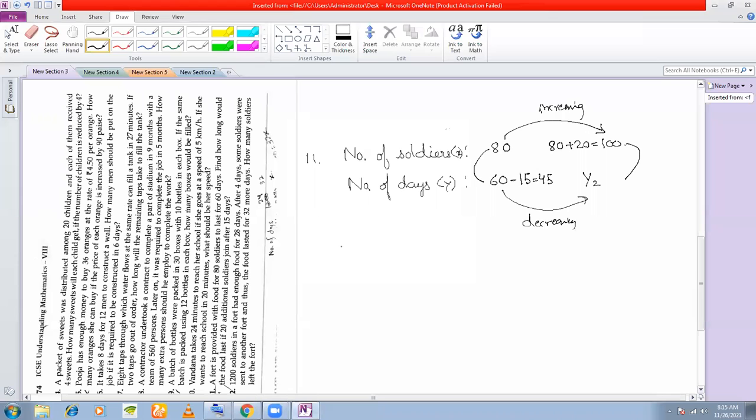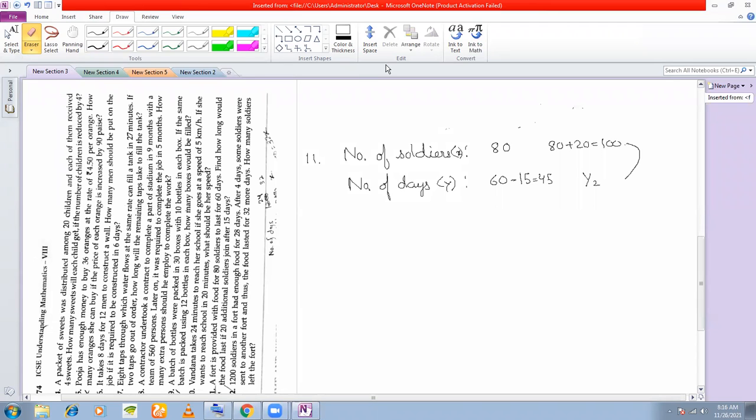But the 45 days were with the 20 soldiers included, no? Sir, these soldiers are joining after 15 days. So after 15 days, the food would last for the 80 soldiers exactly 45 days. Yes. Okay, sir.